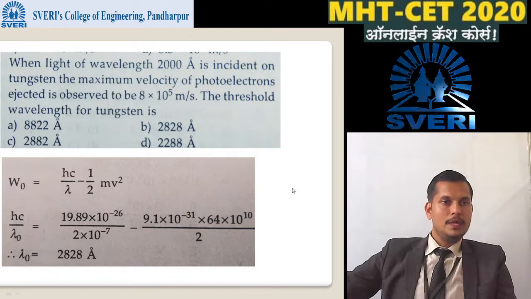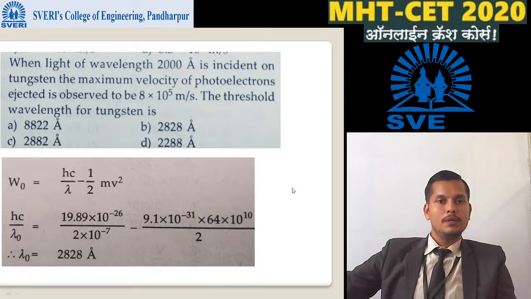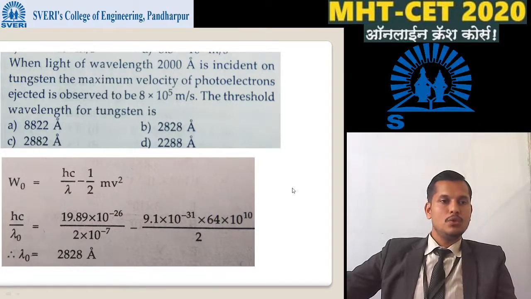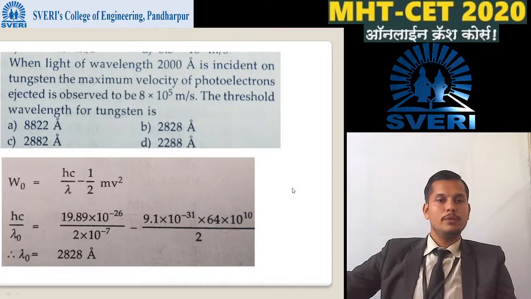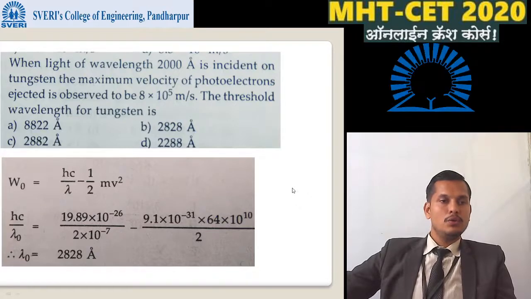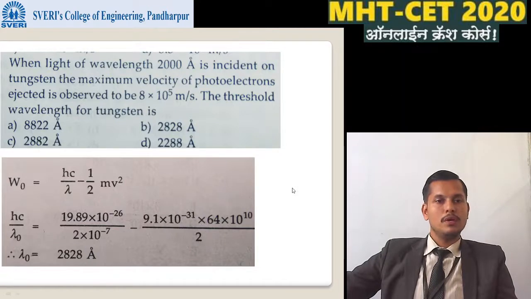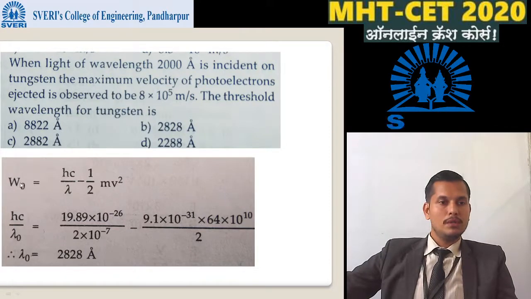Next, when light of wavelength 2000 angstrom is incident on tungsten, the maximum velocity of photoelectrons ejected is observed to be 8 into 10 raised to 5 meter per second. The threshold wavelength for tungsten we have to determine. So how can we determine that?